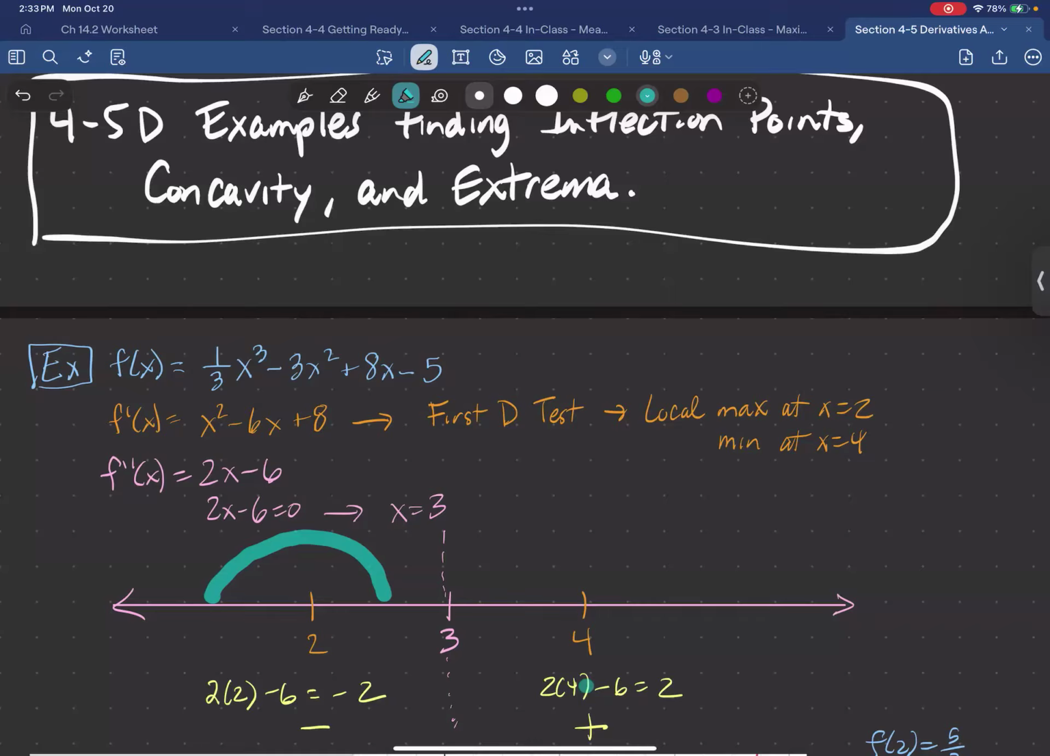And we stick in 4. 2 times 4 is 8, minus 6 is 2. 2 is positive. We've got a region of concave up. This does help us confirm what we saw earlier. We had a local max at x equals 2. We had a local min at x equals 4.